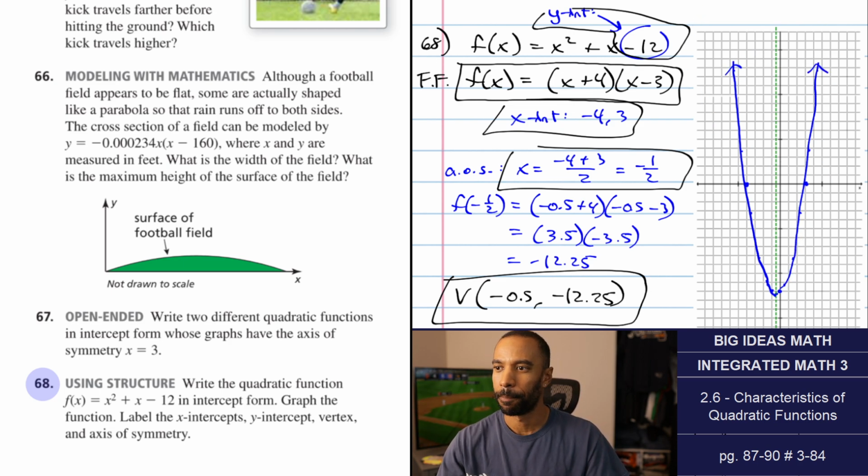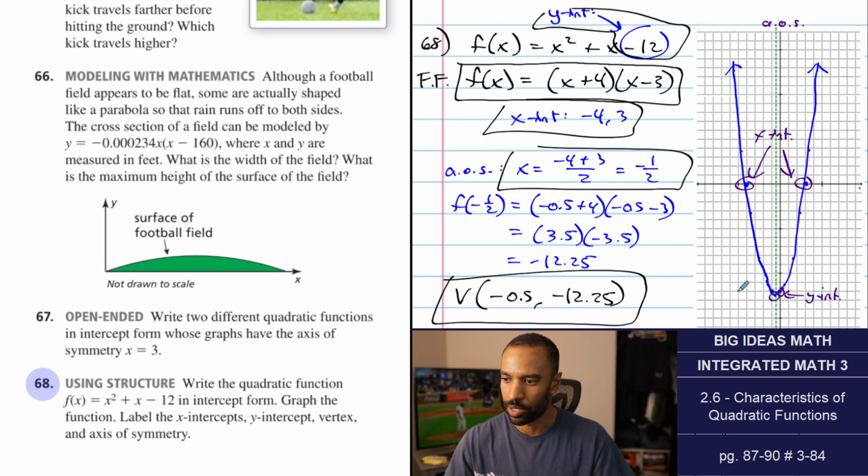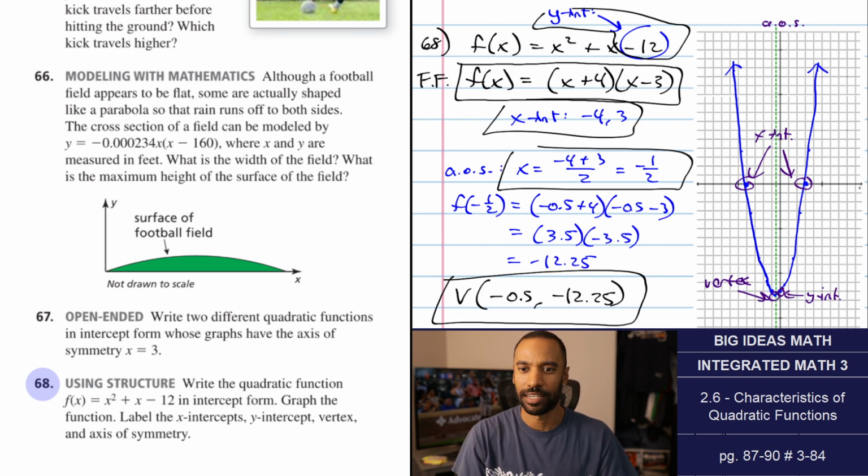All right, let's do some labeling. First of all, axis of symmetry. I'll put that up top. All right, x-intercepts are here. The y-intercept is just this one right there. It's not the vertex. The vertex is right next to it, right there.